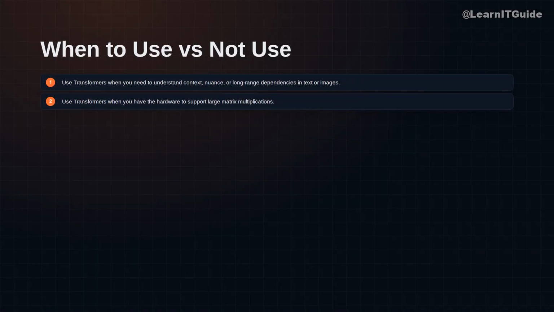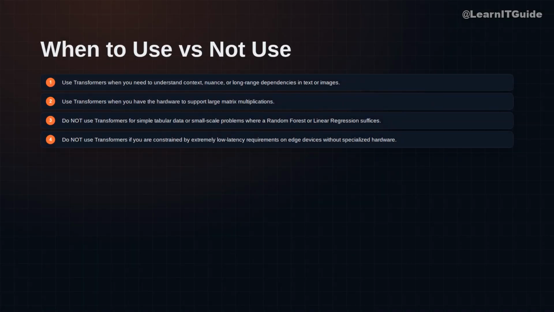So when should you use this? Use transformers when you need deep context or long-range understanding in complex data like text or images. Use them when you have access to sufficient compute resources. Do not use them for simple tabular data where basic models are faster and cheaper. Also, avoid them for low latency edge applications unless you have specialized hardware, as the computational overhead is significant. Use these criteria to decide if this tool is right for your situation.